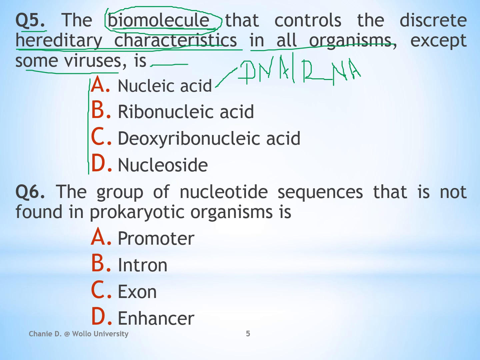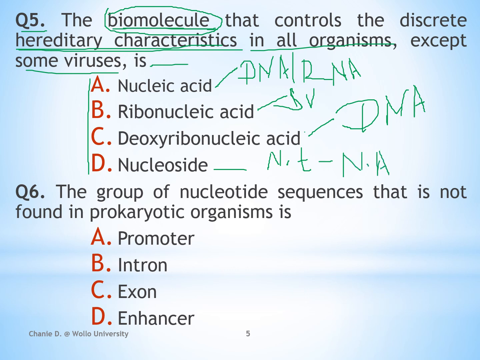B, ribonucleic acid. This is found only in some viruses. C, deoxyribonucleic acid. This is DNA, which is found in all organisms except some viruses and controls all hereditary information or traits of those organisms. The nucleoside is not a macromolecule, rather the monomer for nucleotide. A nucleotide with other nucleotides makes a nucleic acid. This nucleic acid is either DNA or RNA. Therefore, the correct answer for question number 5 is C, deoxyribonucleic acid.